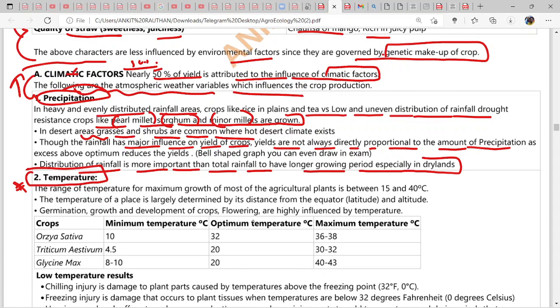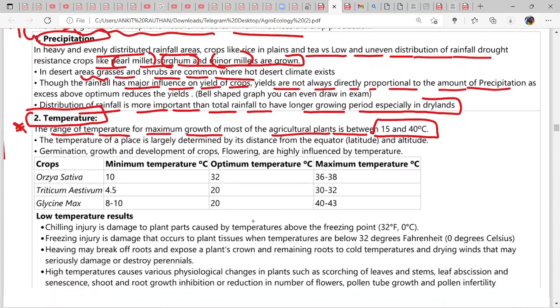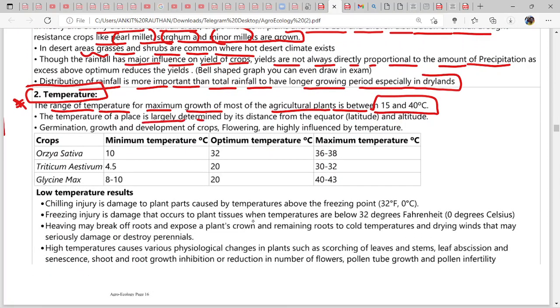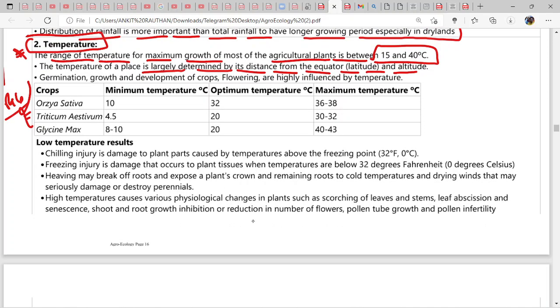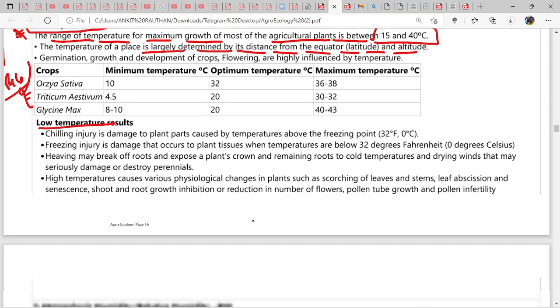In temperature, the range of temperature for maximum growth of most of the agricultural plants is between 15 to 40 degrees Celsius. The temperature range of a place is largely determined by its distance from the equator and altitude, right? You can make this chart for temperature, directly writing rice. Low temperature, we have seen this.